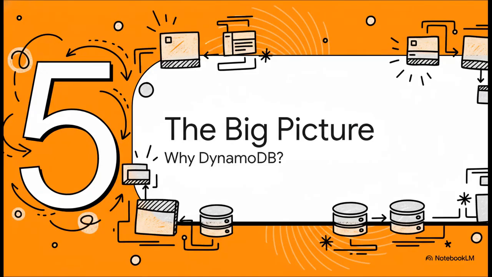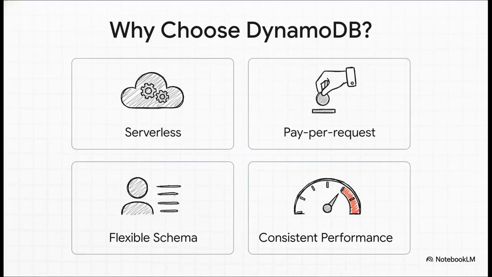Okay, Section 5, the big picture. Let's zoom out for a second and just recap why you would even choose DynamoDB in the first place. What makes it so powerful for the right kind of job? So let's just run through the highlights. First, it's serverless. That means you're not managing servers, you're not patching anything. AWS takes care of all that grunt work. Second, you pay per request, which is amazing for workloads that are all over the place. The flexible schema means you're not trapped when your app needs to change. And of course, the big one, that consistent, reliable, single-digit millisecond performance, that means you can scale to the moon without your database becoming the bottleneck.